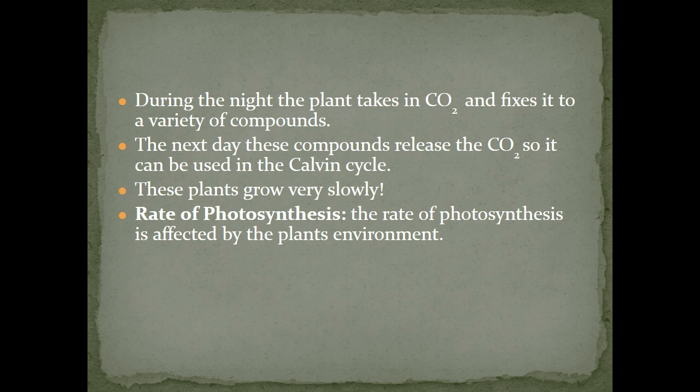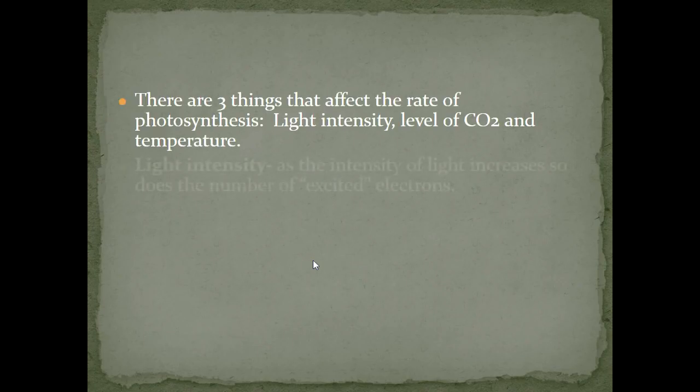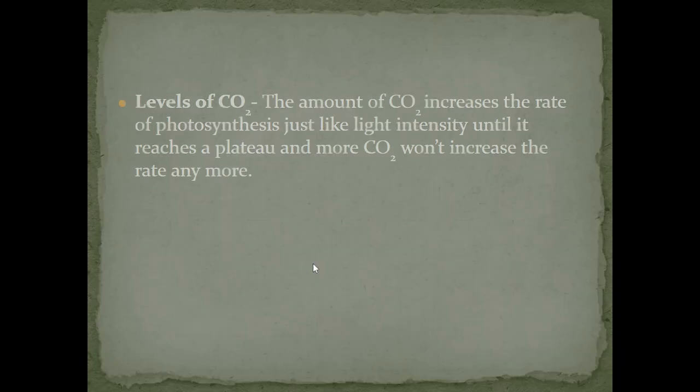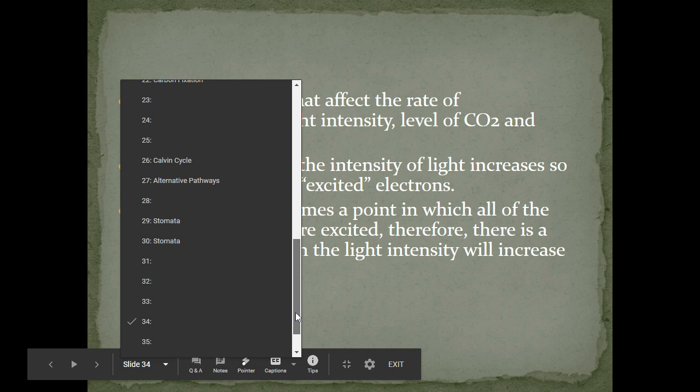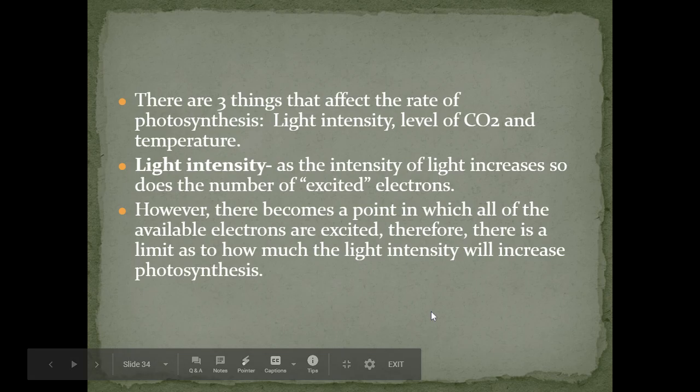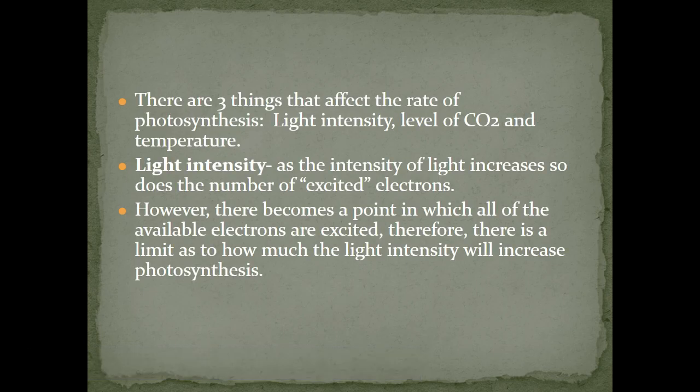Rate of photosynthesis. The rate of photosynthesis is affected by the plants and the environment. There are 3 things that affect the rate of photosynthesis: light intensity, level of CO2, and temperature. Light intensity will change the rate of photosynthesis.